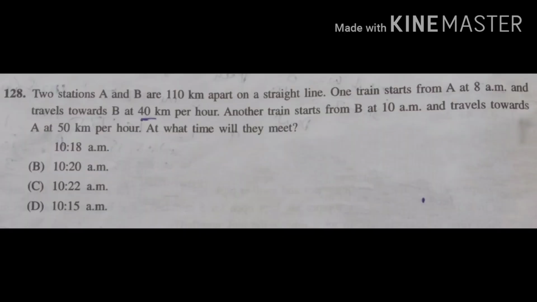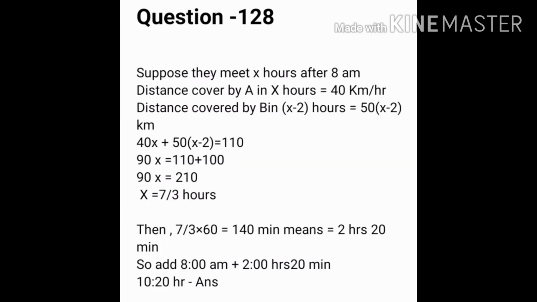Move to the further question. Two stations A and B are 110 km apart on a straight line. One train starts from A at 8 am and travels towards B at 40 km per hour. Another train starts from B at 10 am and travels towards A at 50 km per hour. At what time will they meet? A 10:18 am, 10:20 am, 10:22 am or 10:15 am.